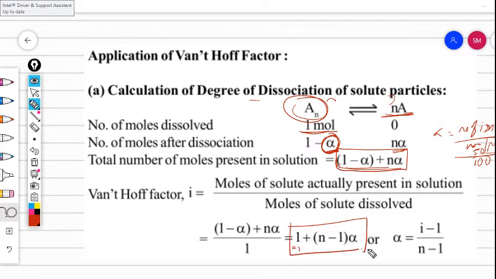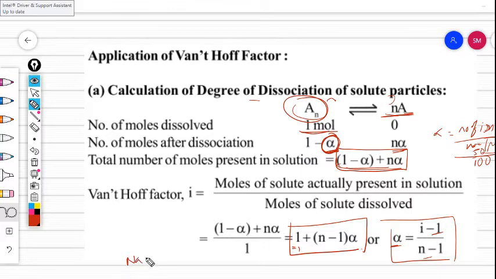Then you can also calculate the degree of dissociation alpha, which, after rearranging, will be (i minus 1) by (n minus 1). These two formulas you need to remember, and you need to apply them for the different kinds of electrolytes.